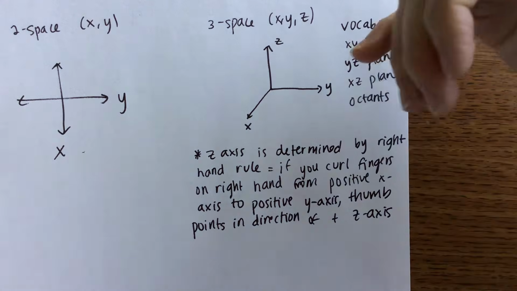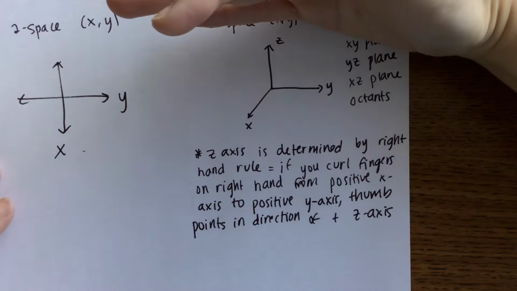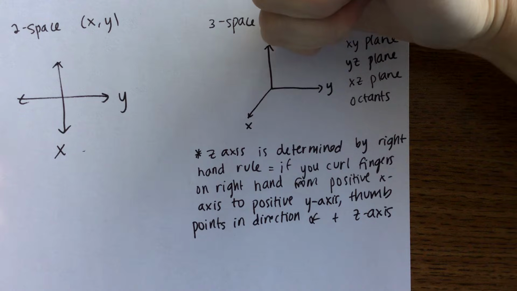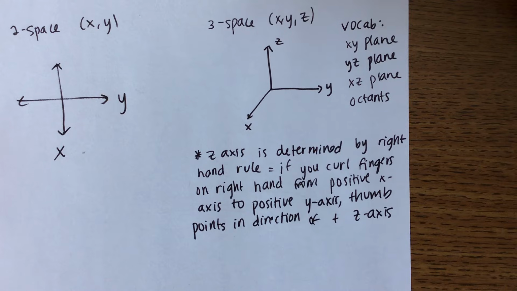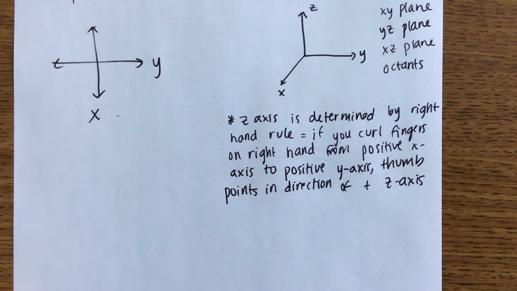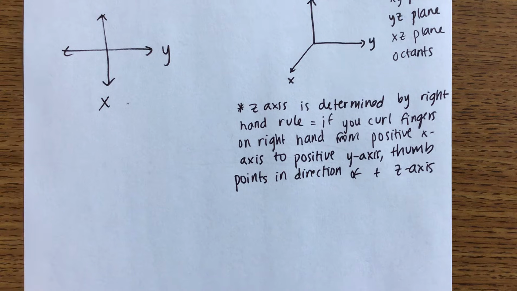So if you picture up here, if you put your hand on the y-axis and curl your fingers from x to y-axis, thumb points in the direction of z, which would be up. That make sense? Can you guys picture that? Okay, great. This is going to come up later with vectors, so that's why we need to talk about it now.